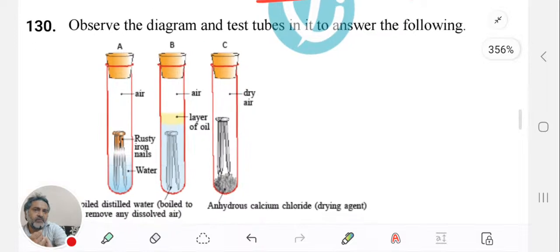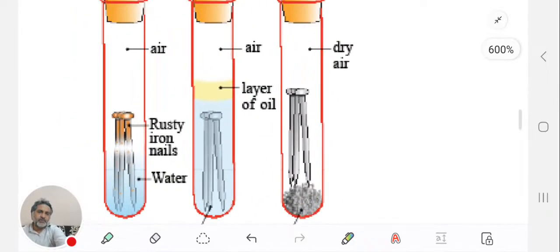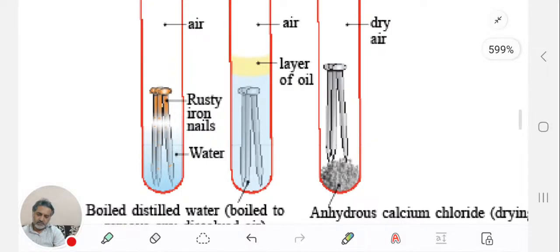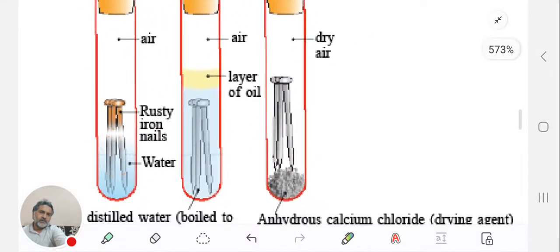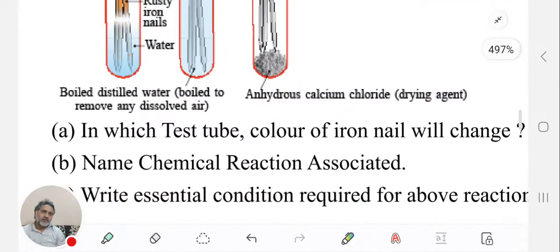Now number 130. Observe the diagram and test tubes in it to answer the following. Iron nails, water, air, test tube, anhydrous calcium chloride, a drying agent.